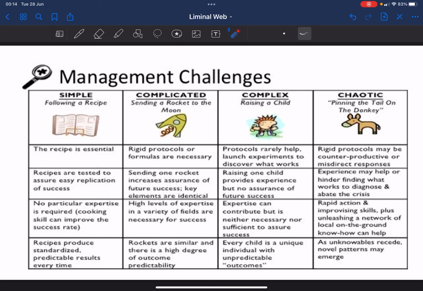And some situations are just downright chaotic, like pinning the tail on the donkey. You've got moving targets. Rigid protocols may be totally counterproductive and misdirect your responses. Experience may help or hinder in terms of finding what works to diagnose and abate the crisis in this situation. And rapid action and improvising skills, plus unleashing a network of local on-the-ground know-how can actually help. And as unknowableness recedes, novel patterns may emerge again.